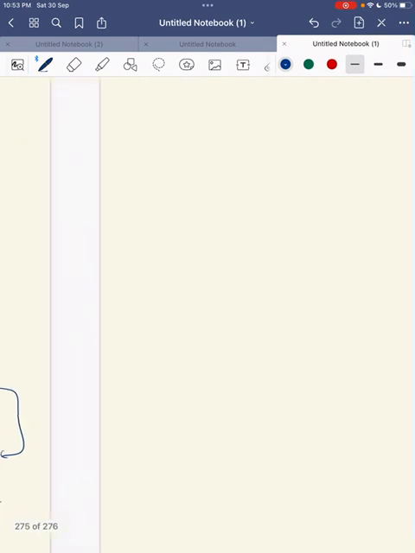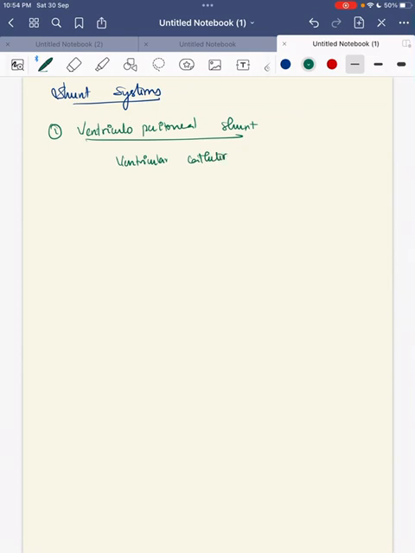Okay. Next we'll talk about the shunt systems. The most common shunt that is being done is the ventriculoperitoneal shunt. In 90% of the cases we go for this ventriculoperitoneal shunt. This system consists of a ventricular catheter, next a valve mechanism, next the peritoneal catheter.